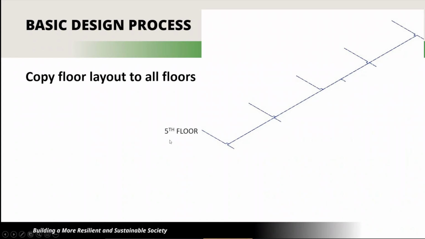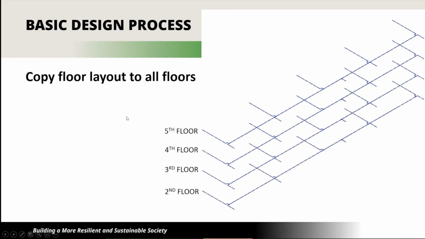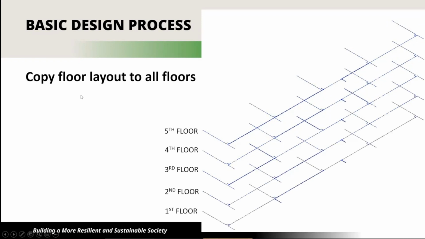So once we size one floor, the rest of the floors are assumed to be identical. We size the 5th floor first because it's the worst case scenario, and all the floors below will be better than the 5th floor, but the same size, just to keep it simple. So we go from the 5th floor down to the 4th floor. We have the 3rd floor, 2nd floor, and then 1st.